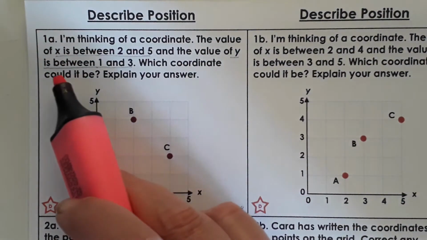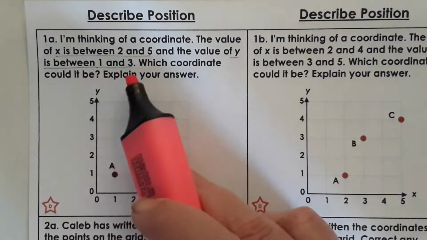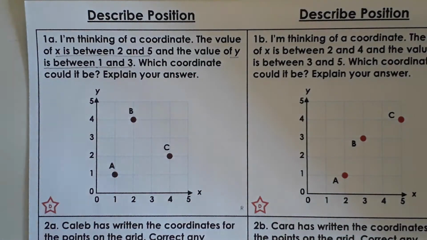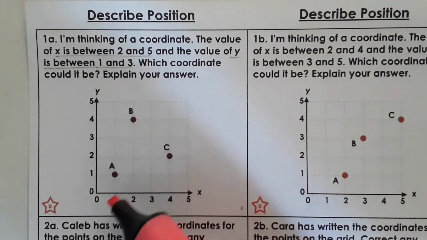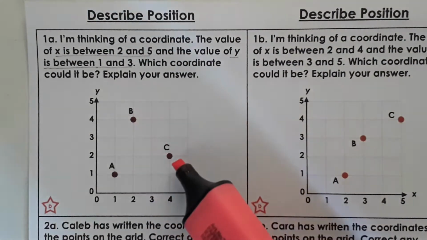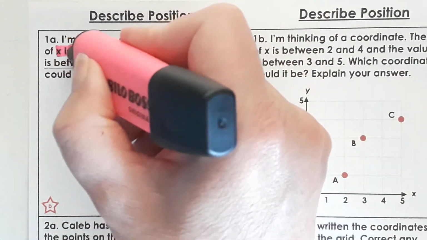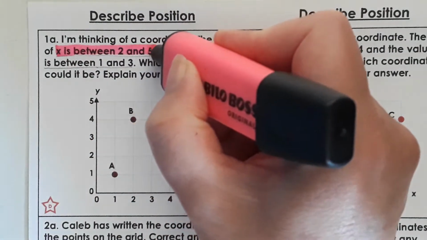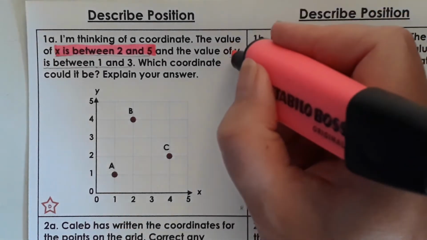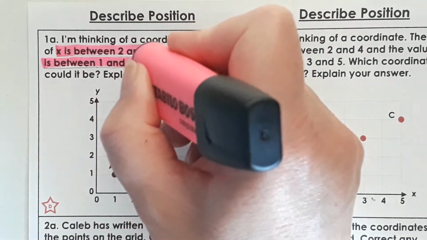So if we start with this one from developing: I'm thinking of a coordinate. The value of x is between 2 and 5, and the value of y is between 1 and 3. Which coordinate could it be? Explain your answer. Here you've got the three coordinates, so they want to know whether it's A, B or C. The clues will help you to work that out.